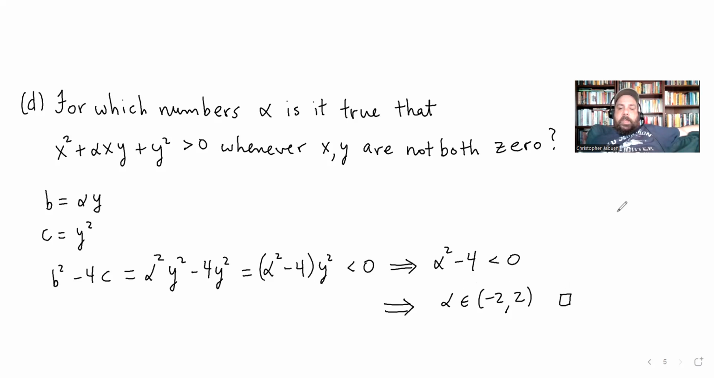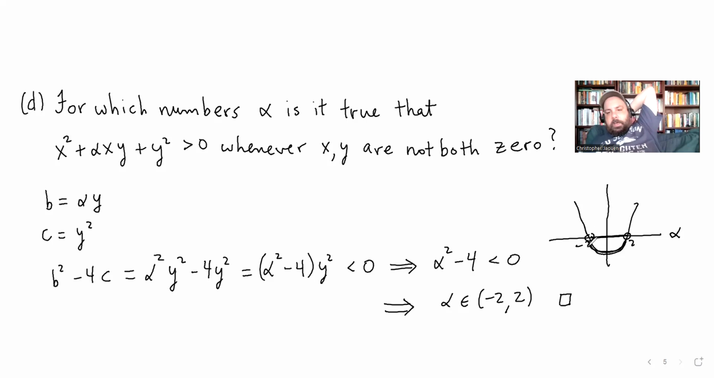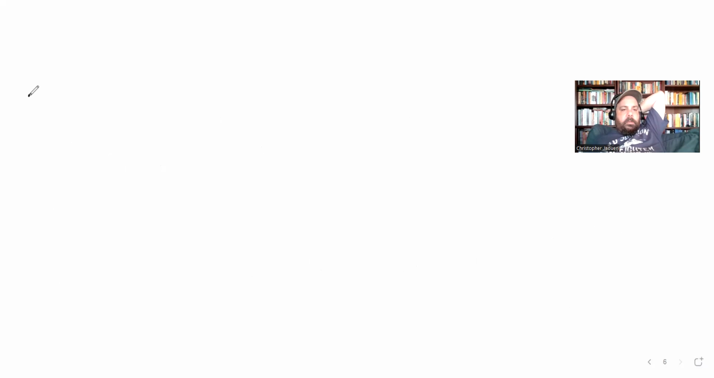There's a few ways you can solve that inequality. If you forgot your algebra, if you just graph this polynomial, let's say this is the alpha axis, then the polynomial looks like this, where this is -2, this is 2. Notice that for alpha between -2 and 2, the values of the polynomial are negative. All right, so that's part D. Part C, I'm sorry, part E rather.